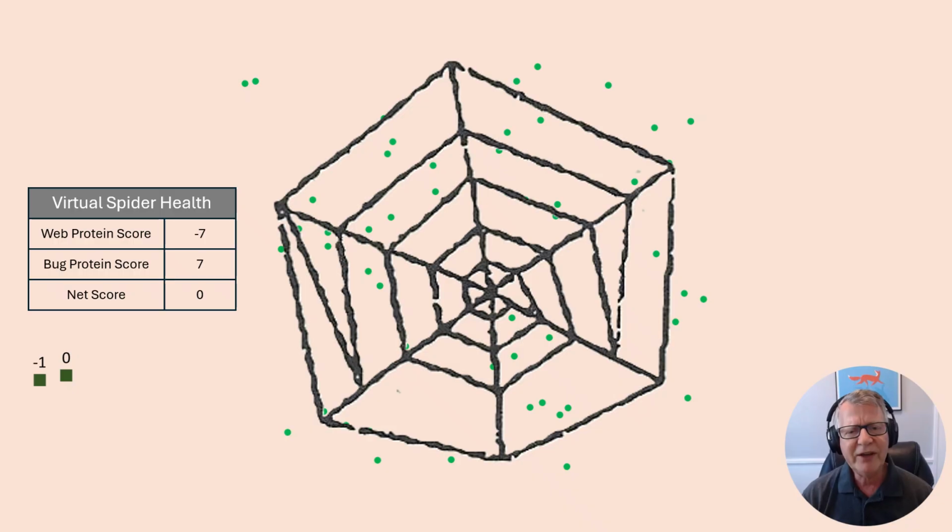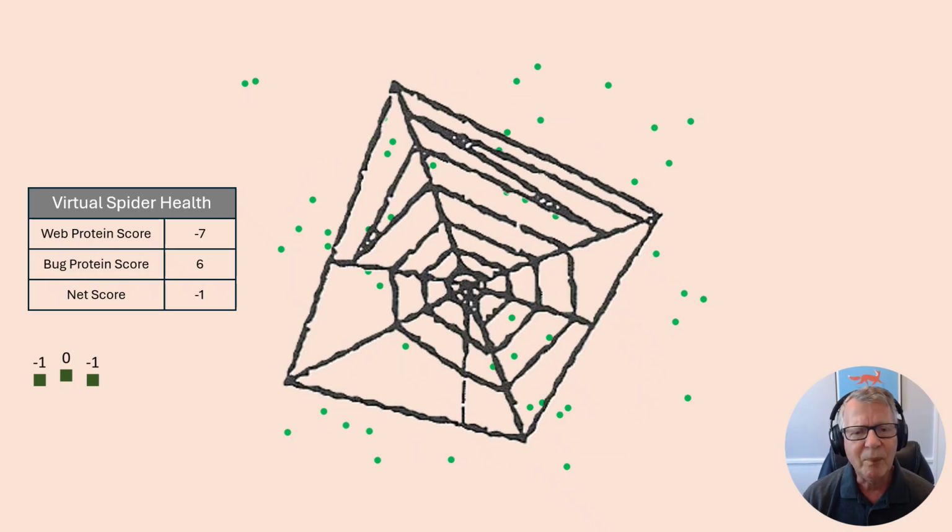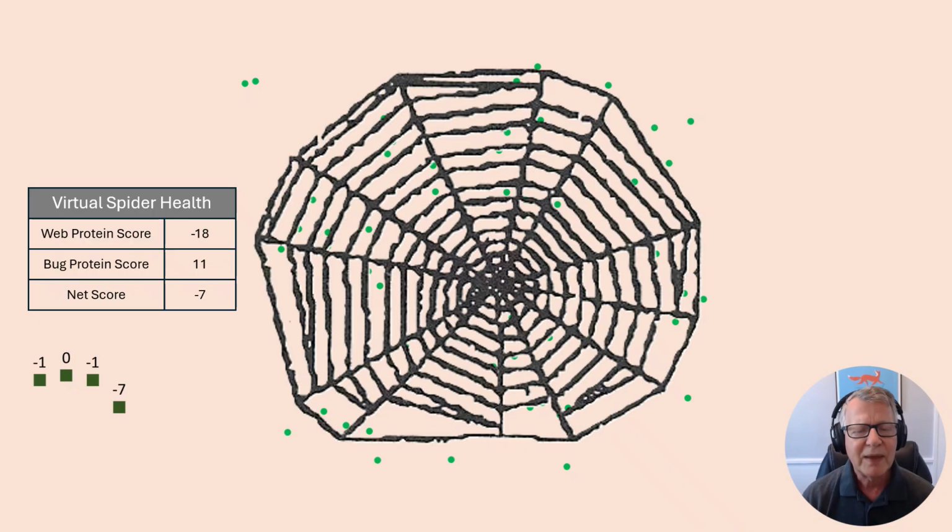That was the 5th generation in the simulation, and this is the 10th generation. It's a different configuration, a little bit better, but we're talking about very small numbers in this simple data visualization. So you don't take it as a real upward trend. This spider obviously was inspired by German Expressionism, and it too was not successful. It had a web protein score of 7. Subtract that from the bug protein score, you get a -1.